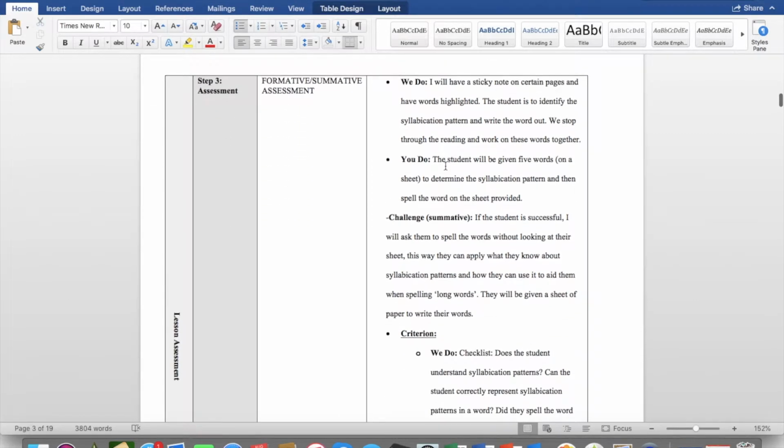So then you come to the formative or summative assessment box. This is where you kind of input the assessments you'll be using during the we do, you do. Obviously, you don't need it for the I do because you're not assessing yourself. So for the we do, I talked about what I would be doing with that, which was putting sticky notes on pages. And the student is to identify the syllabication pattern and write the word out. So I did this with them. And by doing this together, I let them do what I wrote here.